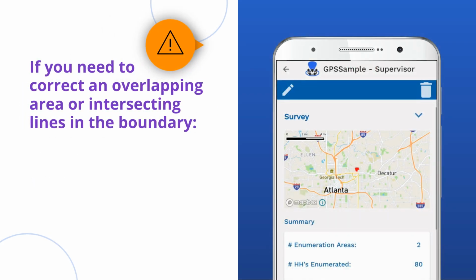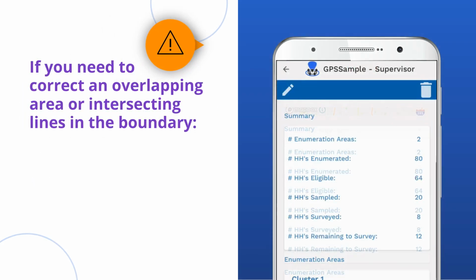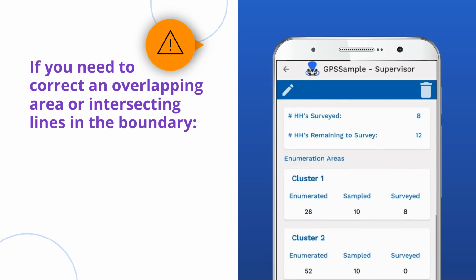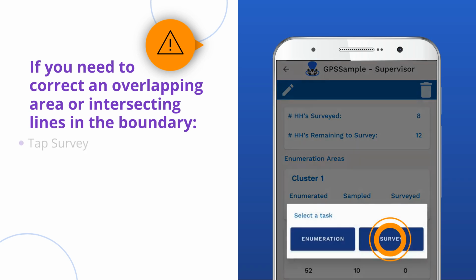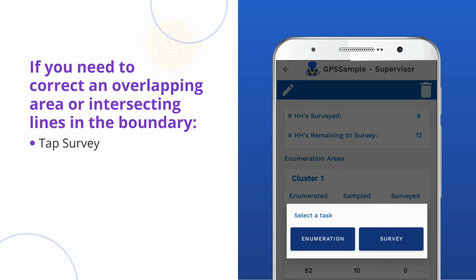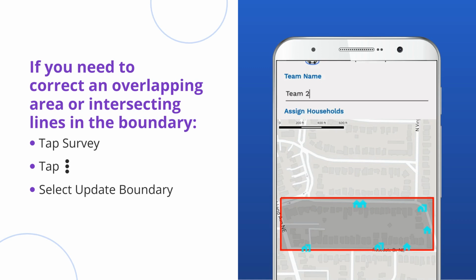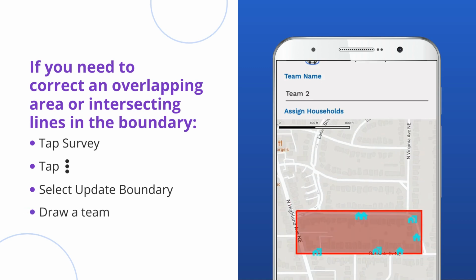If during enumeration, the boundary has an overlapping area or intersecting lines, follow these steps to correct this. Tap the cluster. Then tap Survey. Tap the three dots in the upper right of the screen and select Update Boundary. Now it's possible to draw a team.